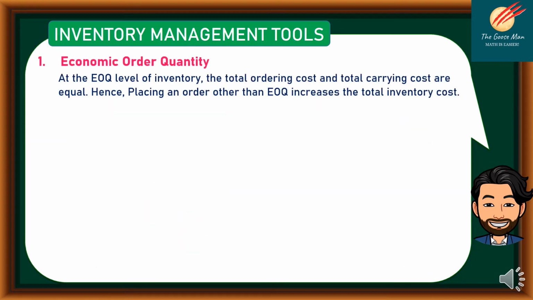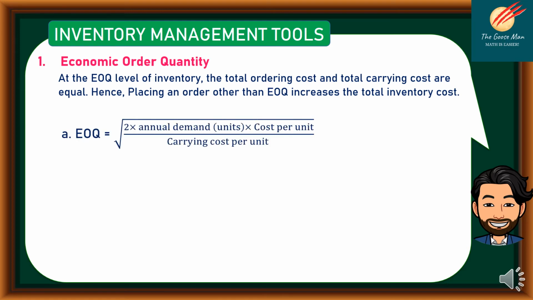So at the EOQ level of inventory, the total ordering costs and total carrying costs are equal. Hence, placing an order other than EOQ increases the total inventory cost. So we have the following formula. EOQ is equal to the square root of 2 times annual demand in units times cost per unit divided by the carrying cost per unit.